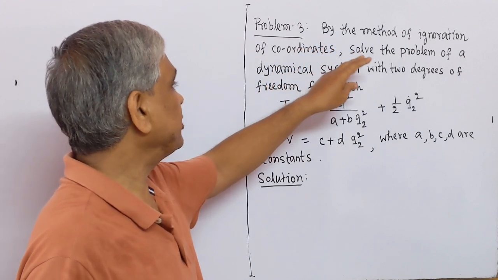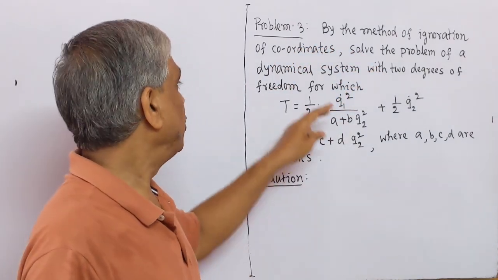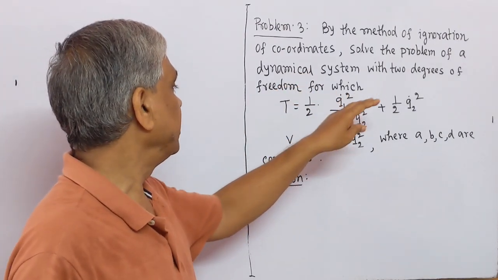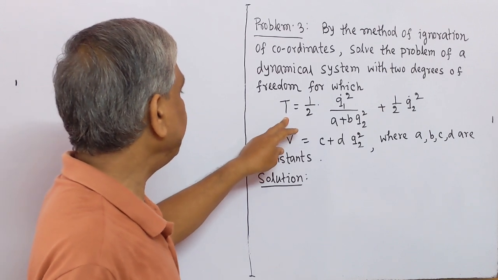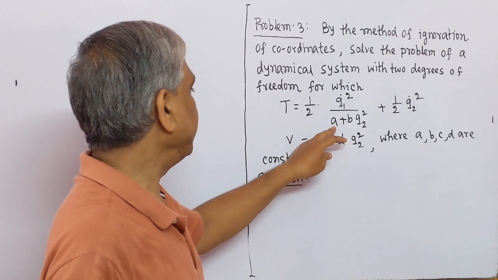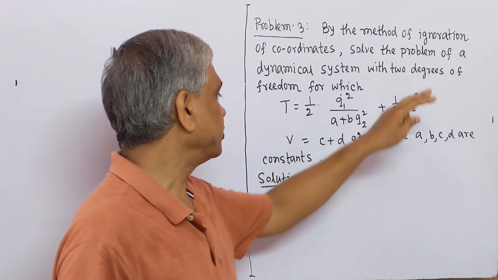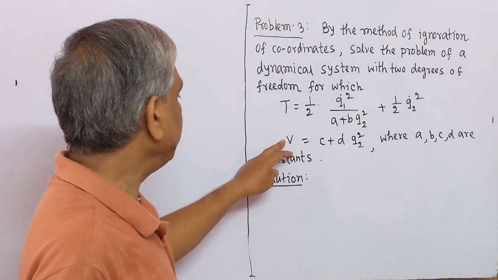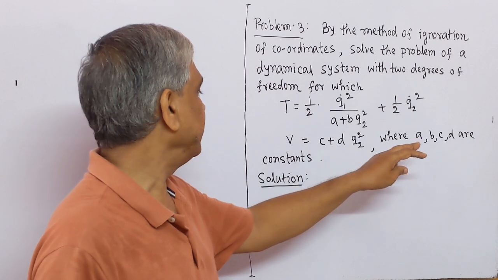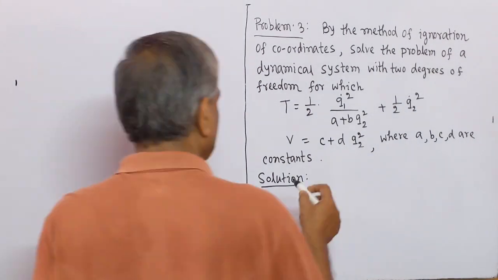The problem is: by the method of ignoration of coordinates, solve the problem of a dynamical system with 2 degrees of freedom, for which T, the kinetic energy, equals half Q1 dot square by (A plus B Q2 square) plus half Q2 dot square. The potential energy V equals C plus D Q2 square, where A, B, C, D are constants. Now we solve this.